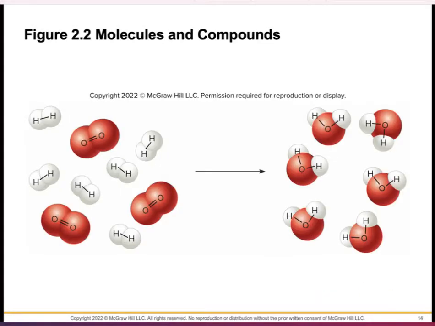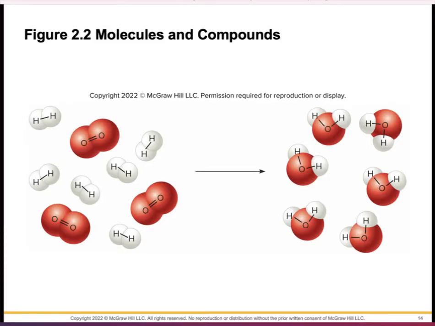So, if atoms of the same element combine, they produce molecules of that element, okay? Now, if atoms of different elements combine, then you're going to have molecules that form a compound.